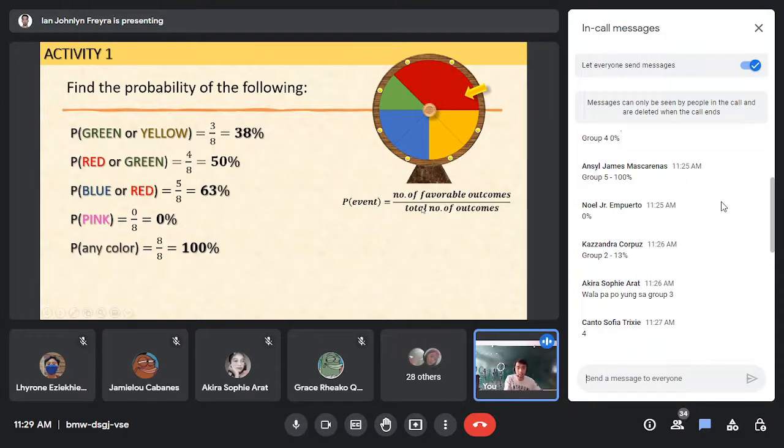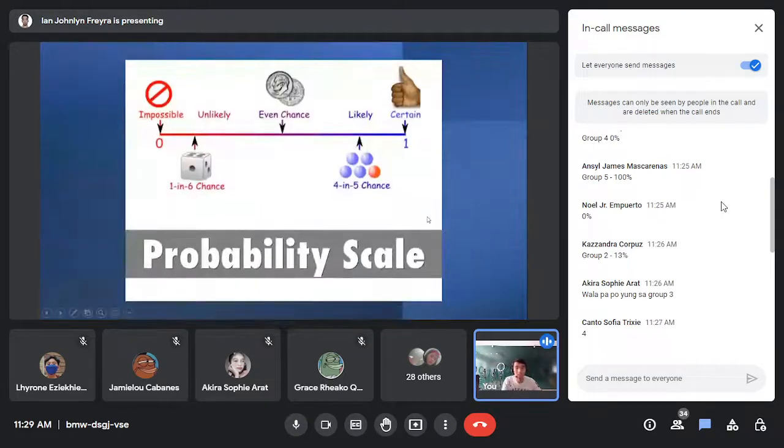Okay, but that's not all. We can also illustrate probabilities using this scale, probability scale. Okay, so let me explain this to you quickly. Okay, so if you get 0%, that means that that is impossible to happen. Like yung probability of getting pink, 'di ba? Sa spin wheel natin wala namang pink. So you have 0% chance of winning, or you are impossible to win because there's no pink.